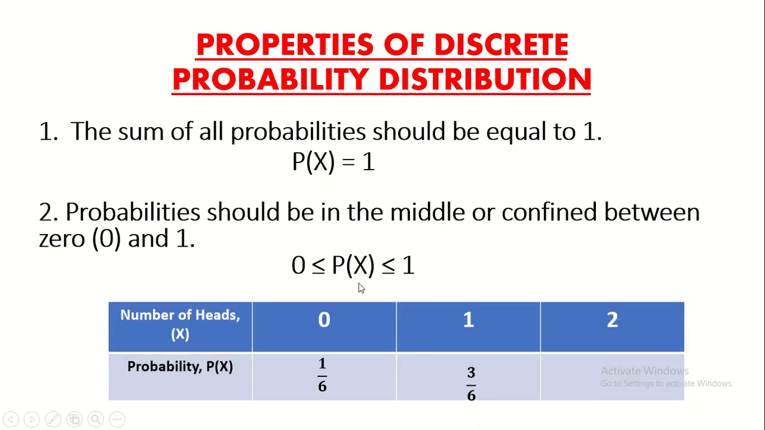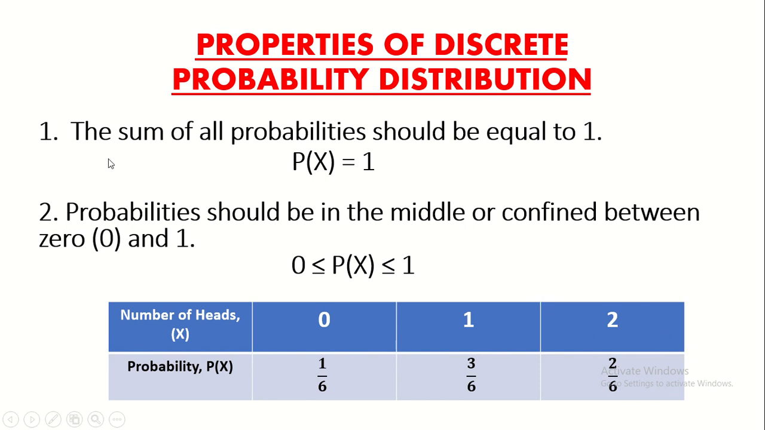Let's have example number 1. Okay? Let's have the example. So we have here the sample space, which is 0, 1, and 2, which focuses on the number of heads. Ngayon, probability natin or the P of X is 1 over 6, 3 over 6, and 2 over 6. Now, tingnan natin kung ito ay valid discrete probability distribution.